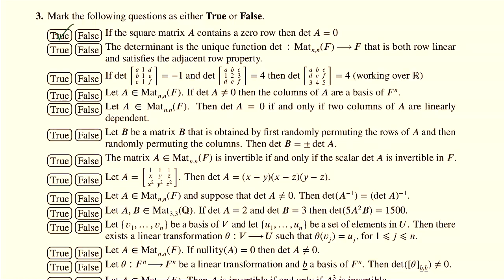The determinant is the unique function that is both row linear and satisfies the adjacent row property. Yeah, false, good, because we also need the normalization, because any multiple of the determinant will also satisfy those two properties.